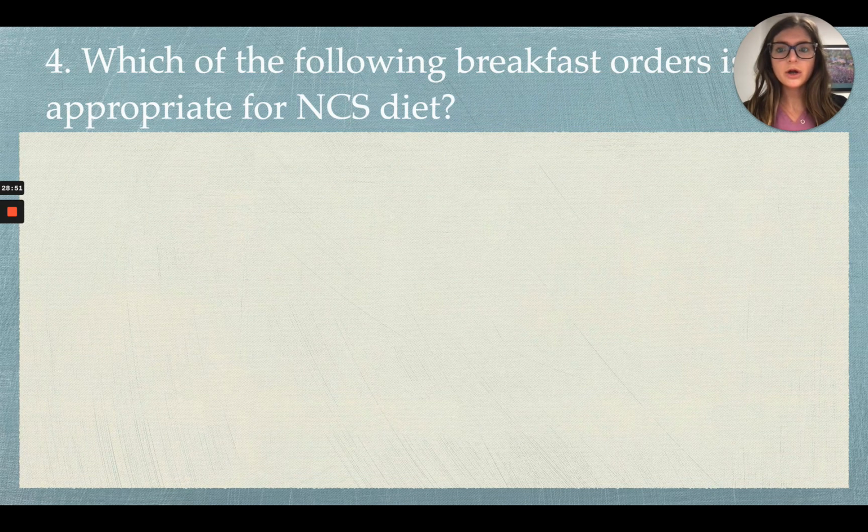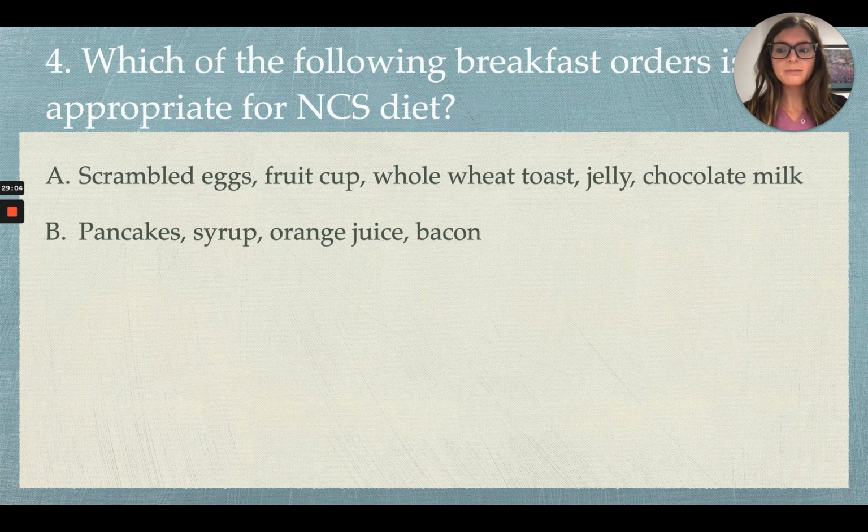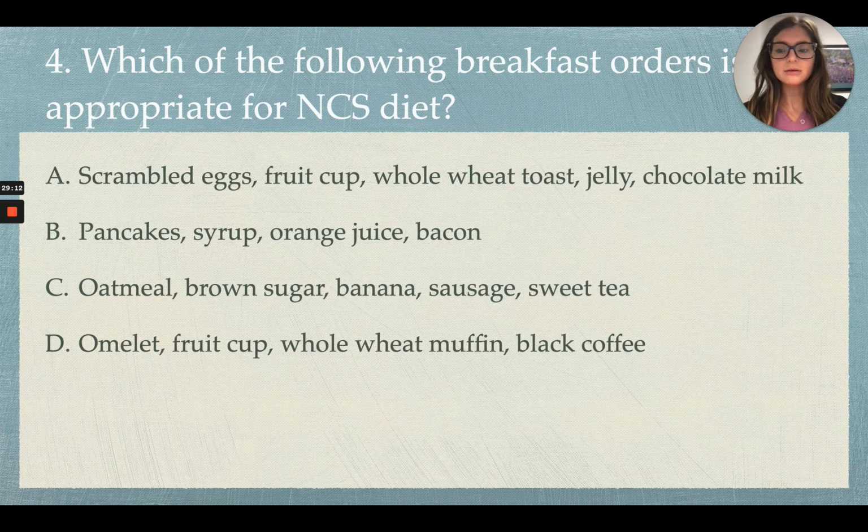Question 4. Which of the following breakfast orders is appropriate for a no concentrated sweets diet? A. Scrambled eggs, fruit cup, whole wheat toast, jelly, chocolate milk. B. Pancakes, syrup, orange juice, bacon. C. Oatmeal, brown sugar, banana, sausage, sweet tea. Or D. Omelet, fruit cup, whole wheat muffin, black coffee.